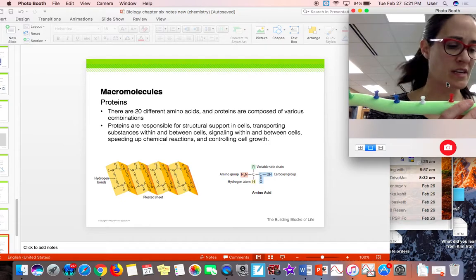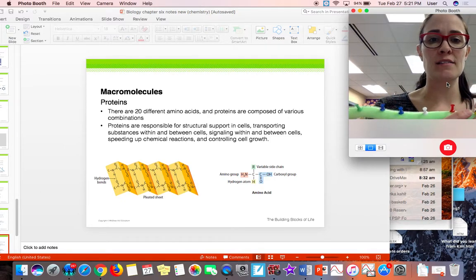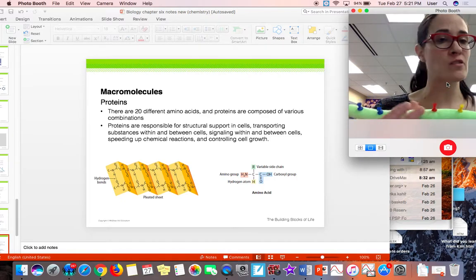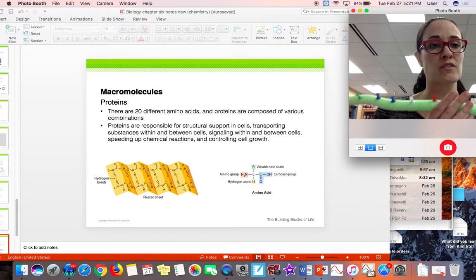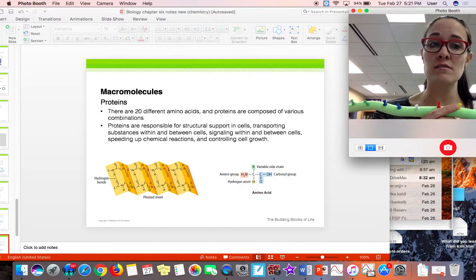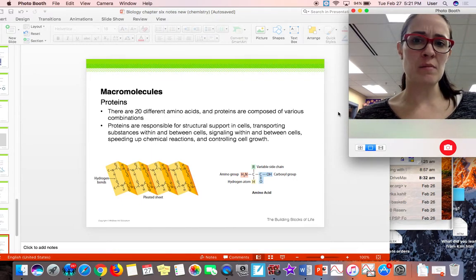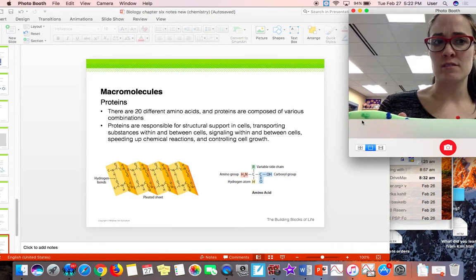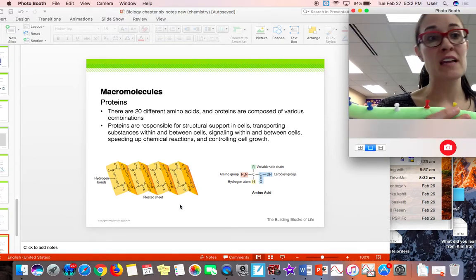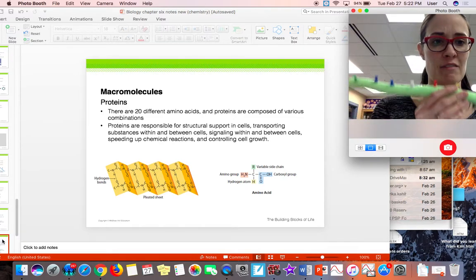Why do we need proteins? We need proteins for structural support in our bodies and living things. They transport substances between cells. For example, hemoglobin is a protein that transfers oxygen. We need it for signaling between cells because cells need to communicate because they're alive. And they speed up chemical reactions like enzymes. And they control cell growth, to name a few. The function of proteins is very diverse.